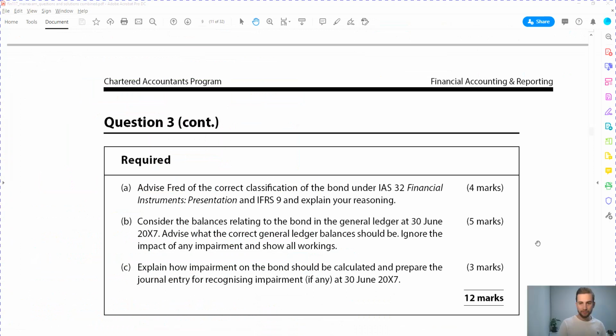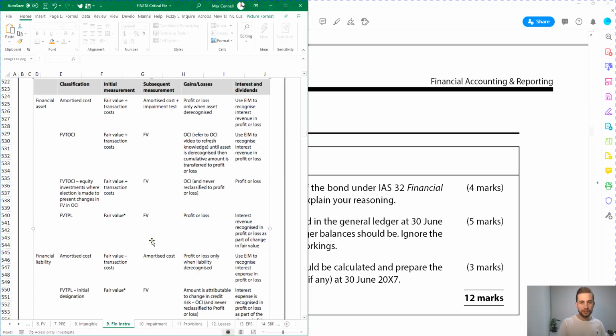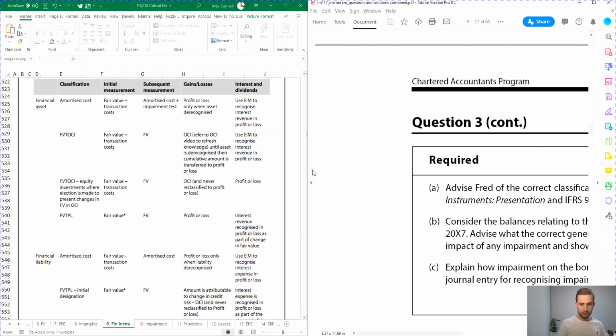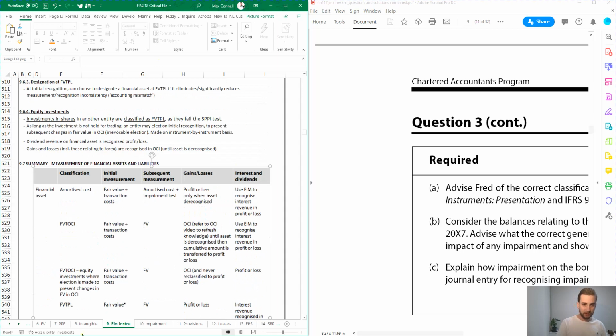Okay, so part B is 5 marks, and it's asking us to consider the balances at 30 June 2017 and advise what the correct general ledger balances should be. Ignore the impact of impairment. Okay, so from part A, we figured out that it should be recognized as fair value through other comprehensive income. So the starting point I would recommend is going back to your critical file and scrolling down in the financial instruments chapter until you hit this summary measurement of financial assets and liabilities.